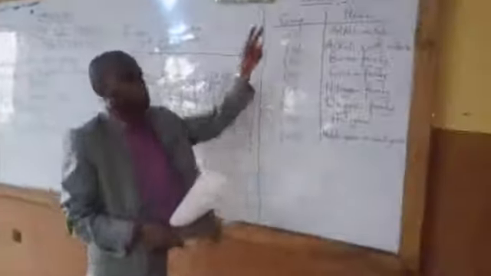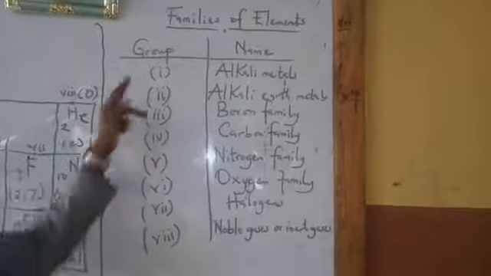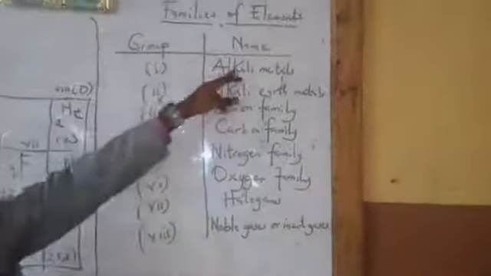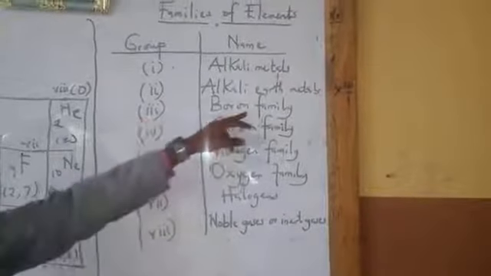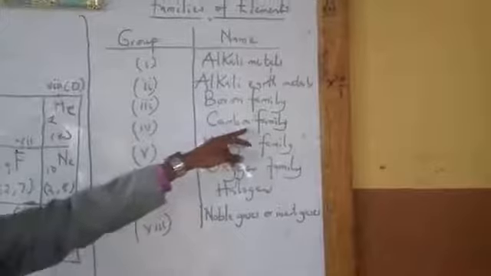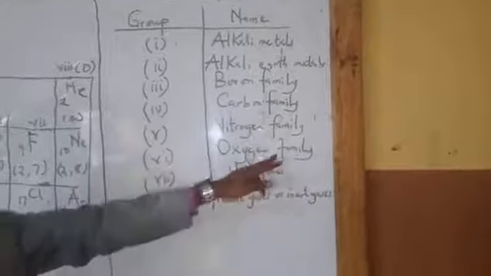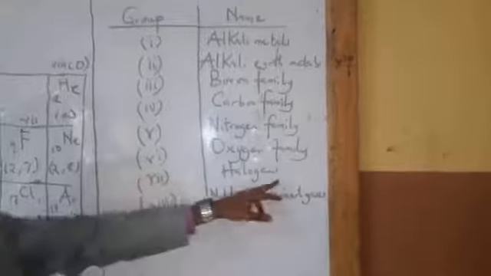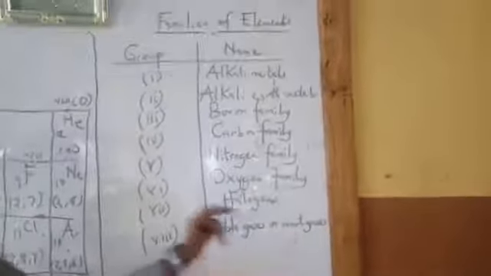Now, let's go to the families of elements. In these families of elements, we have grouped them, and each group has a name. Group 1 is called alkali metals. Group 2, alkaline earth metals. Group 3, boron family. Group 4, carbon family. Group 5, nitrogen family. Group 6, oxygen family. Group 7, halogens. Group 8, noble gases or inert gases.